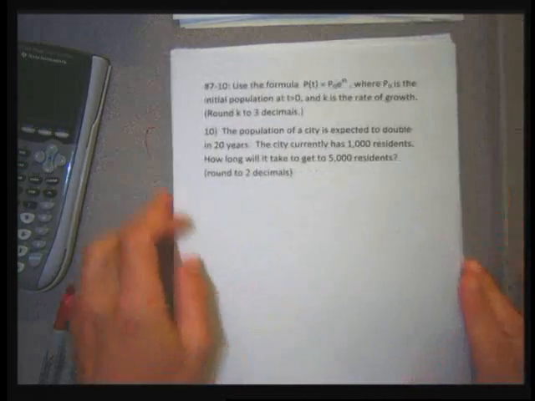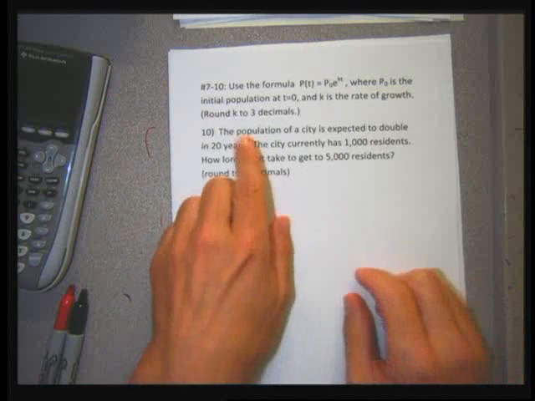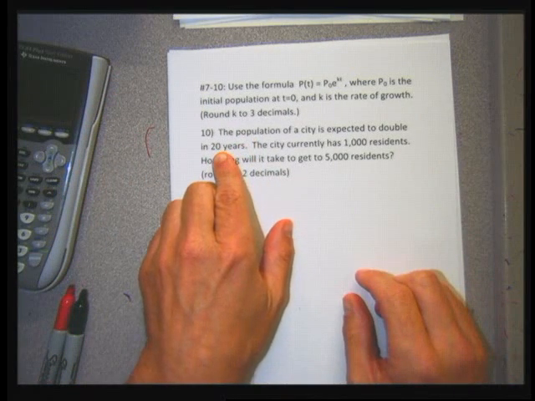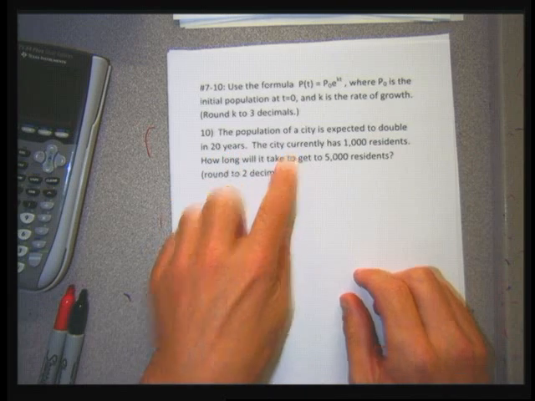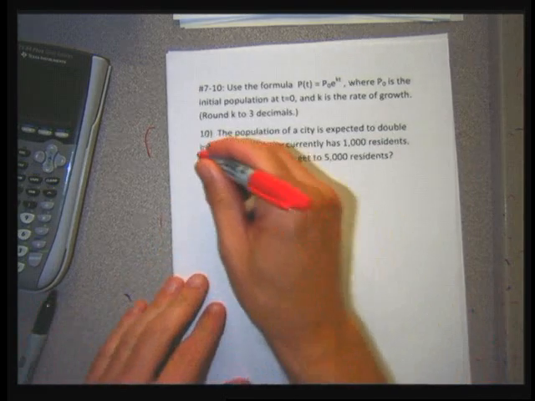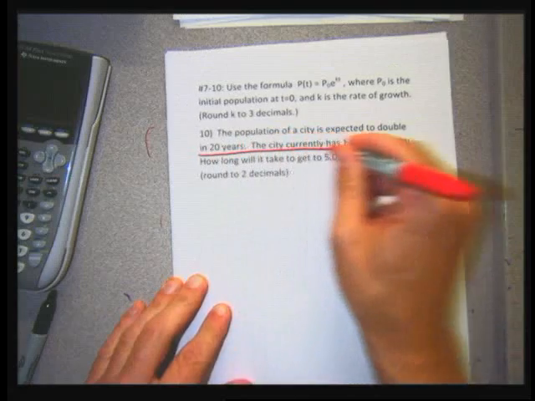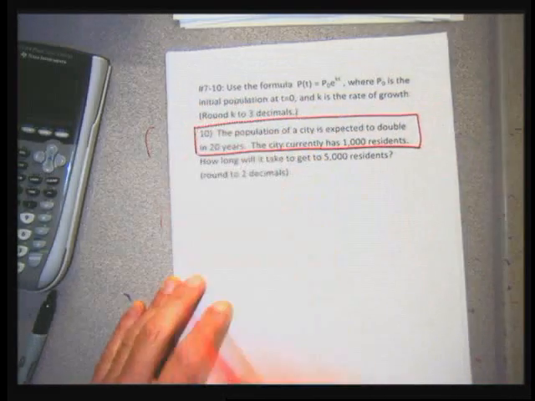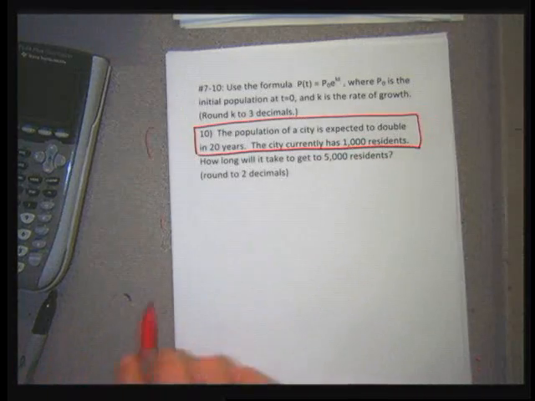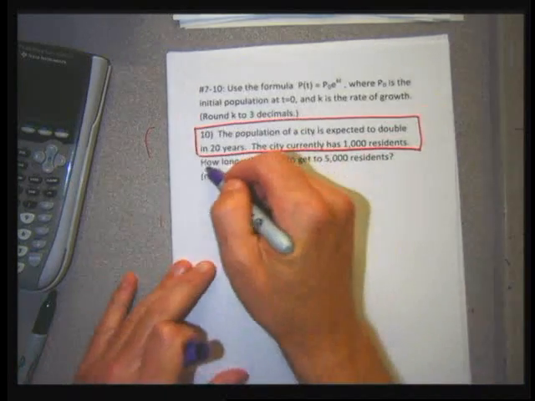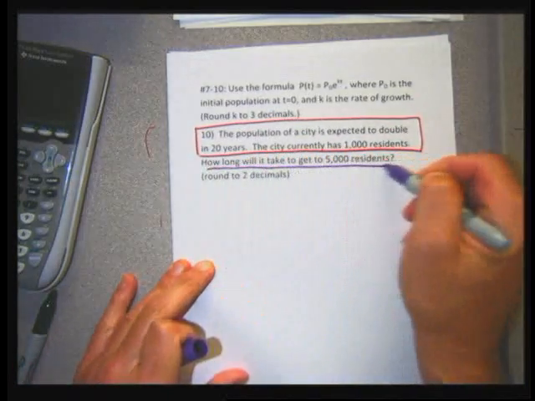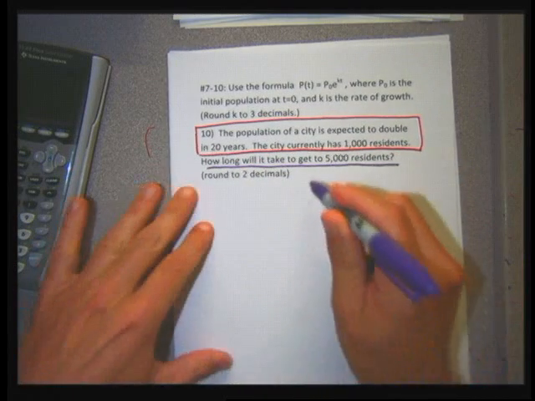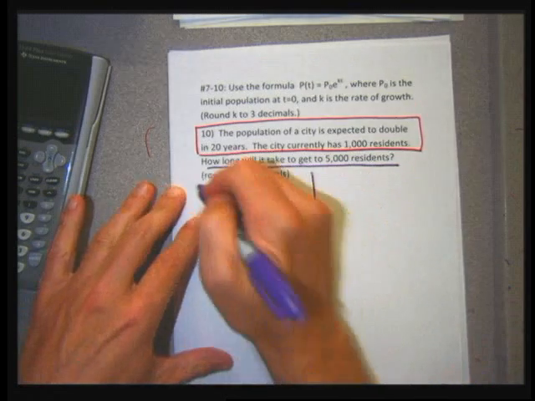So 10 is the same sort of problem. I have a city that's expected to double in population in 20 years. The city currently has 1,000 residents. This bit of the problem is going to help me solve for k. And then the last bit of the problem is the question that I need to answer. Ultimately, I want to know how long it's going to take the population to grow to 1,000 residents. First thing I'm going to do is solve for k.